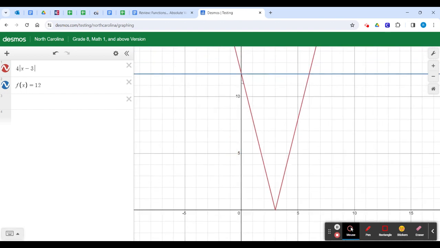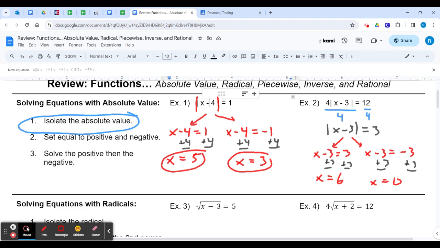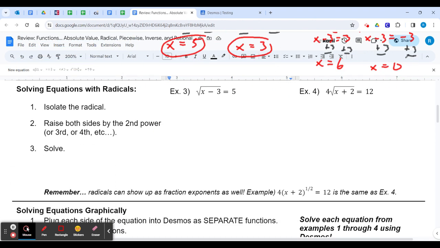And if we do that, we'll see that we have an intersection at x equals 0. We also have an intersection at 6, so that works there. Matches our previous work. Now, solving equations with radicals, this first step, isolating the radical, applies as well.